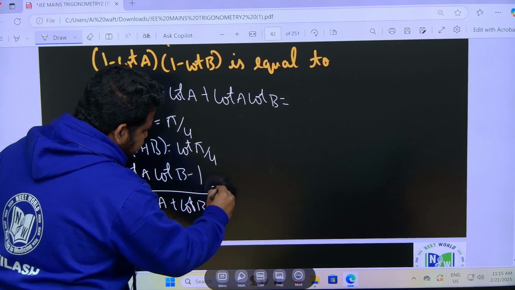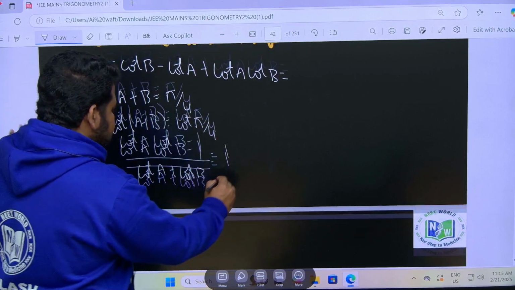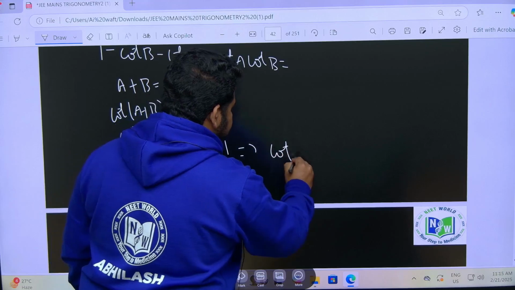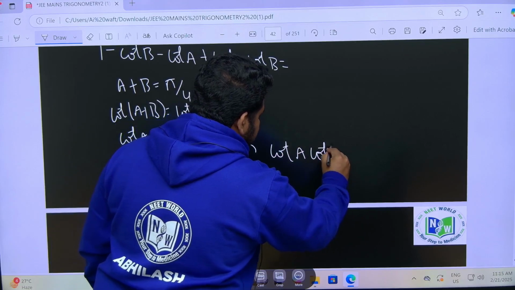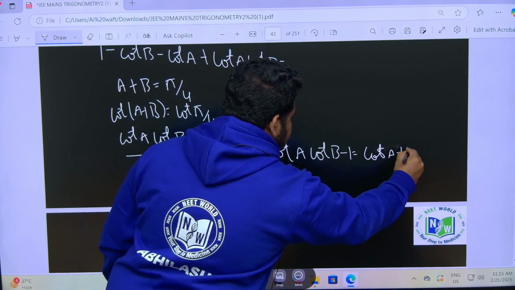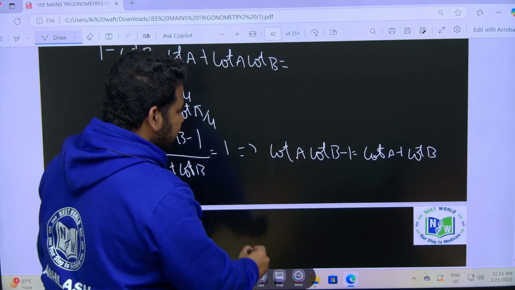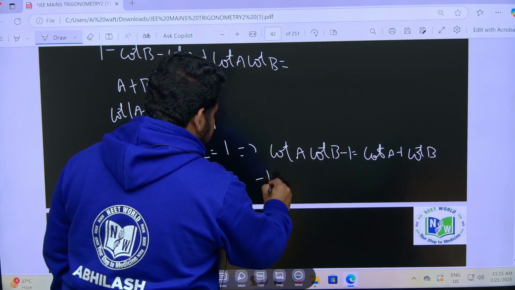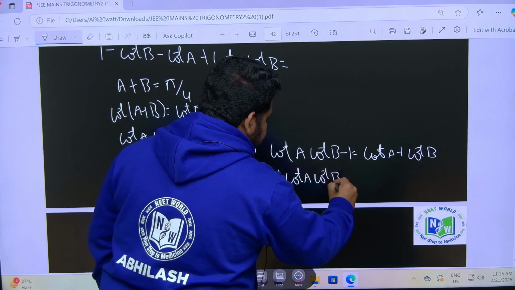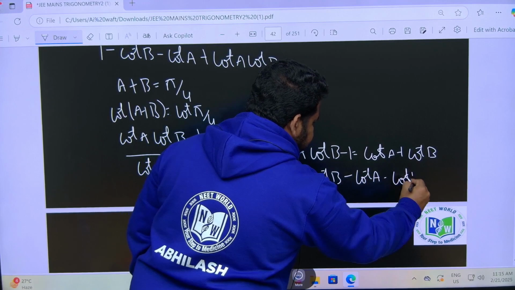Cot pi by 4 is what? Tan pi by 4 is 1. Therefore cot pi by 4, that is also 1. So this implies what? If I take this to top, this will become cot A cot B minus 1 is equal to cot A plus cot B. Got it? Now if I bring this to RHS, what will happen to this? So this will become minus 1 plus cot A cot B. This will become minus cot A minus cot B.